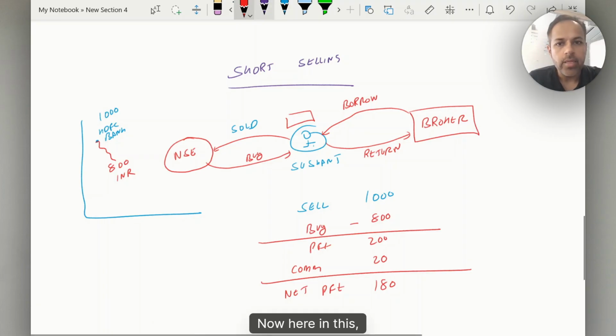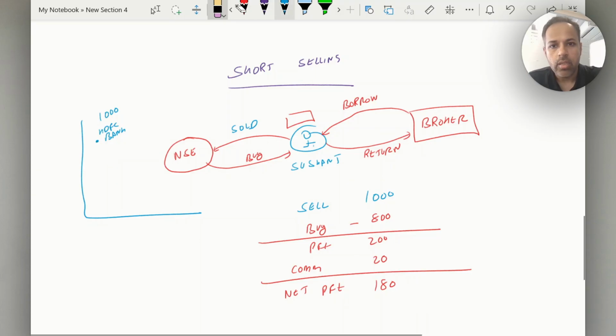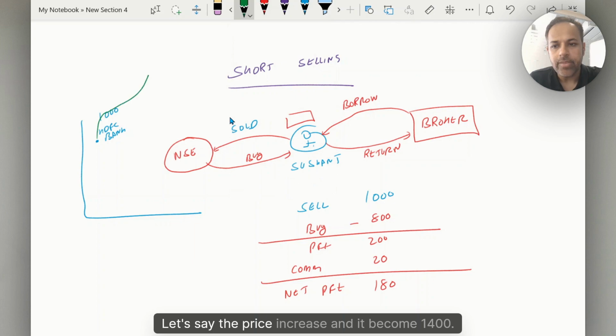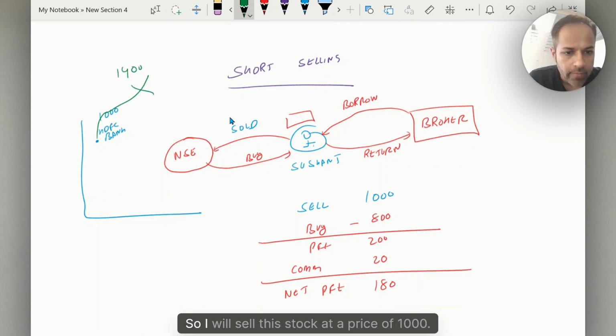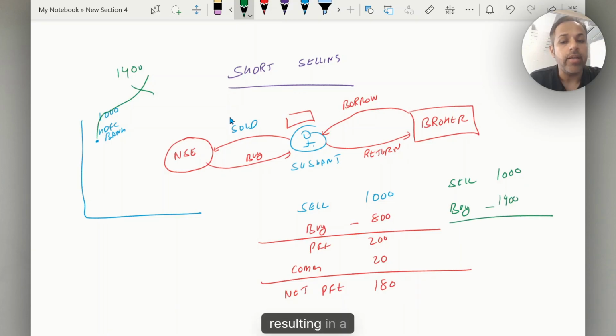Now here, there's one risk. The risk is that rather than falling, the stock price increases. Let's say the price increases and becomes 1400. Let's assume some numbers. I sell this stock at a price of 1,000, but I have to repurchase or buy at a price of 1400, resulting in a loss of 400 rupees.